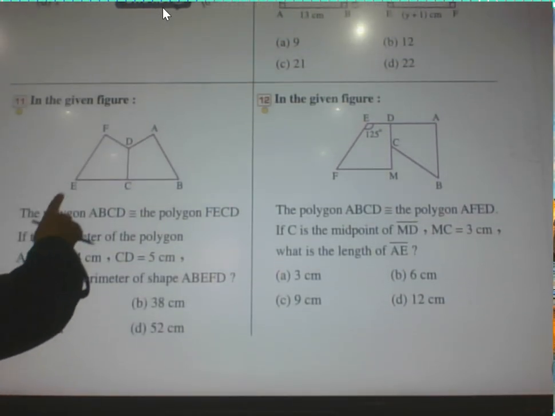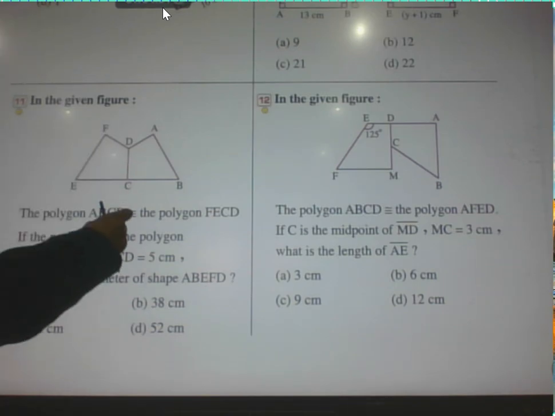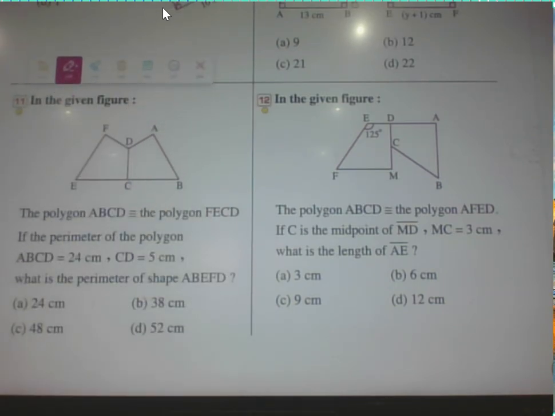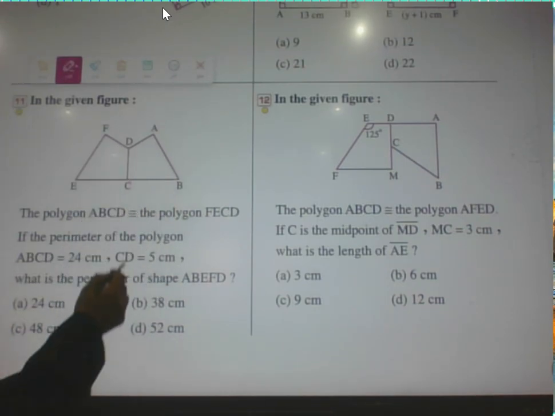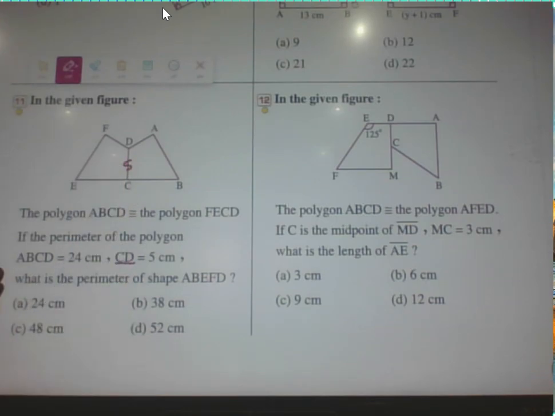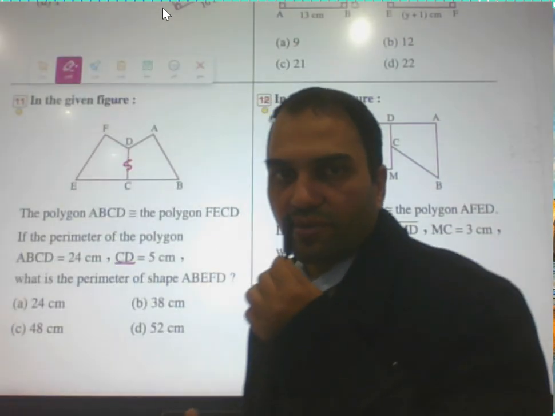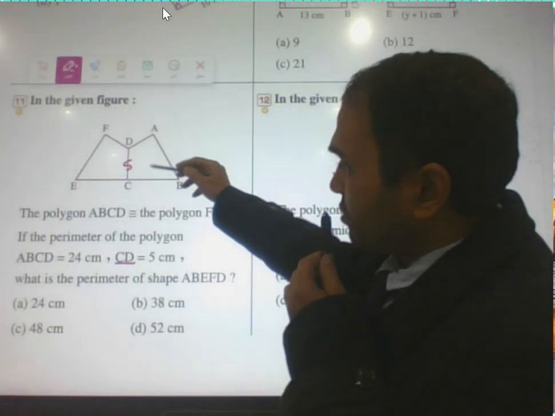In the figure, look here, we have line segment CD, a line of symmetry dividing the polygon into parts. He gives me the perimeter of polygon ABCD, 24 centimeters, and CD is 5 centimeters. Do you remember? We subtract 5 from 24. What is the meaning of perimeter? Perimeter means the sum of the outer sides. The sum of the outer sides here is 24.